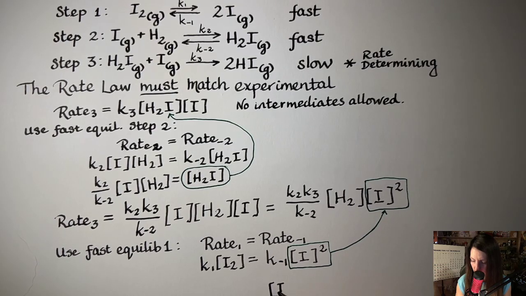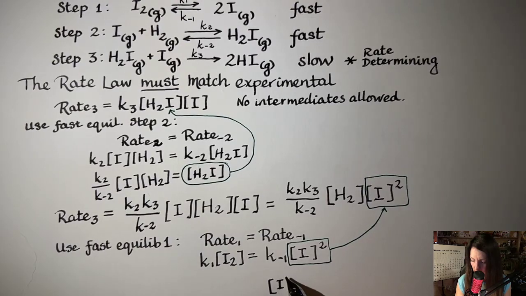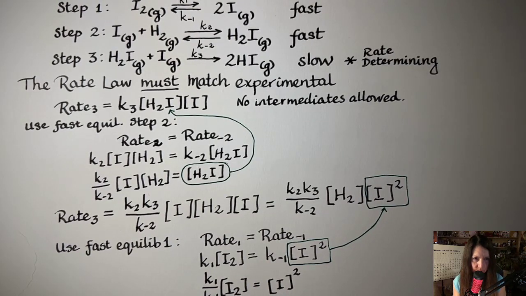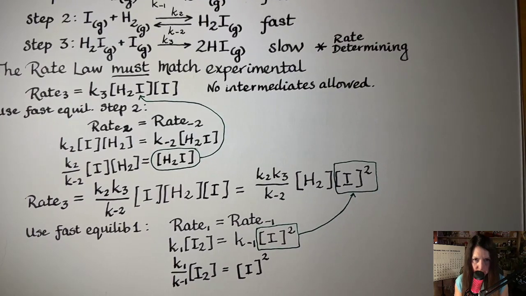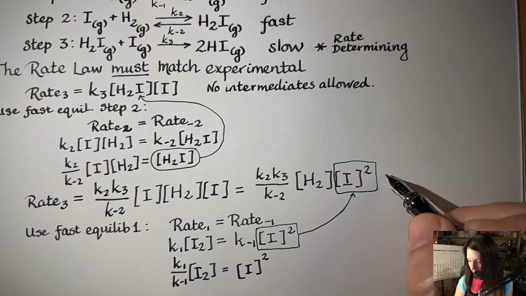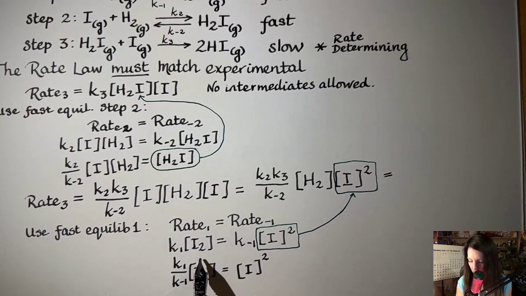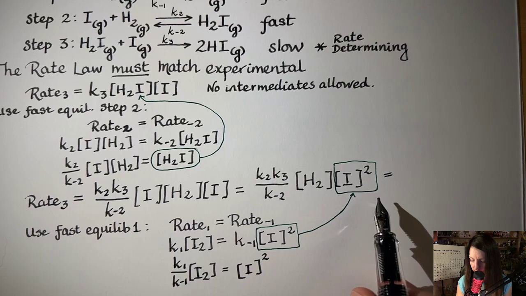I'm getting low on the paper here. Divide both sides by k minus 1. Alright, k1 divided by k minus 1 times I2 molecule. Okay, perfect. We are so close. Okay, why don't I move this over here? And so at this point, we can take all of this and we can bring it up into this rate law.